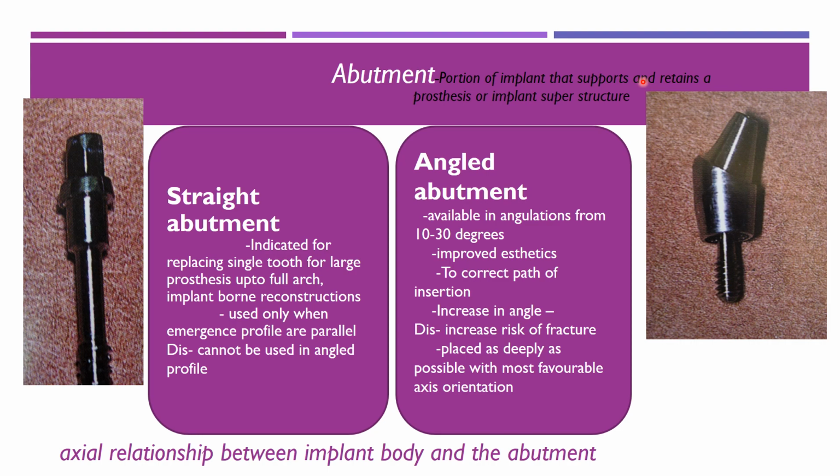There is according to the shape. We can have straight abutment and angled abutment. So what do you mean by straight abutment? You can see in the picture that it will be straight, and this will be indicated for replacing a single tooth or for large prostheses up to full arch implant bone reconstructions. So this can be used for replacing a single tooth as well as for large prostheses up to full arch. It is used only when emergence profiles are parallel. So if the emergence profile is parallel, you can go for the straight abutment.